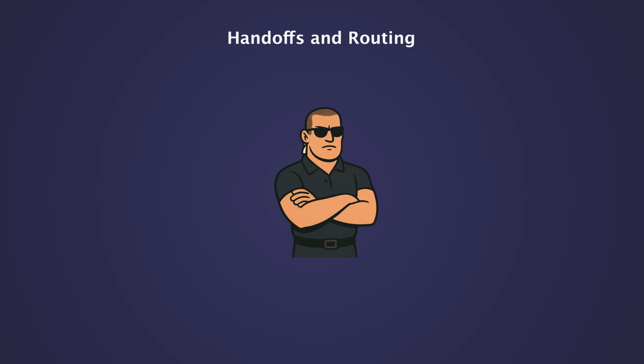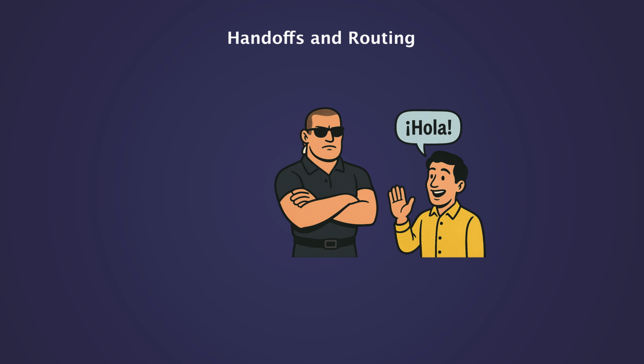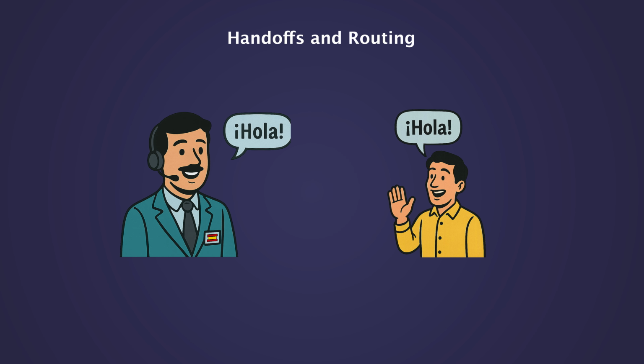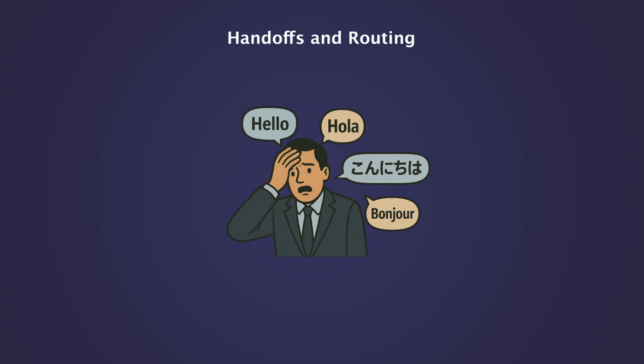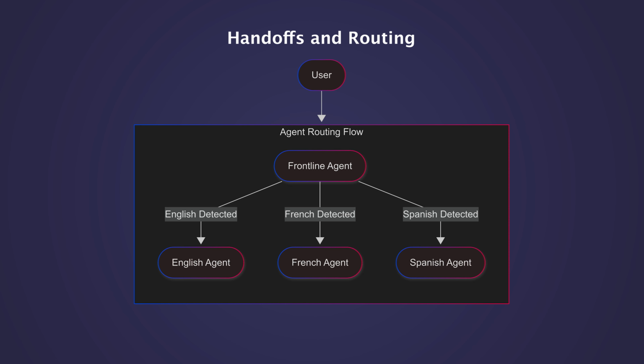Now, imagine you have a bouncer agent at the door. A user rolls up and says, "Hola," and the bouncer goes, "Wait a second, I have a buddy who knows Spanish." Boom, handoff complete. If the user goes bonjour, you route them to a French translator. No more idle agents. This approach keeps your system modular and organized.